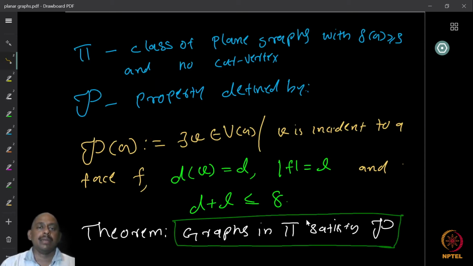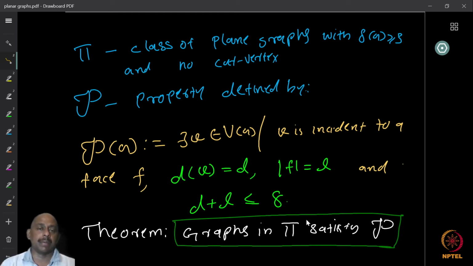Now, we have a property P. The property P of G is defined as follows: there is some vertex, and since it's a plane graph, this vertex is incident to a face F, right? Because once you have an embedding, every vertex is incident to several faces. So a vertex is incident to a face F, such that the degree of the vertex is D and the length of the face, the number of edges in the boundary of the face, is L, and D plus L is less than or equal to 8.